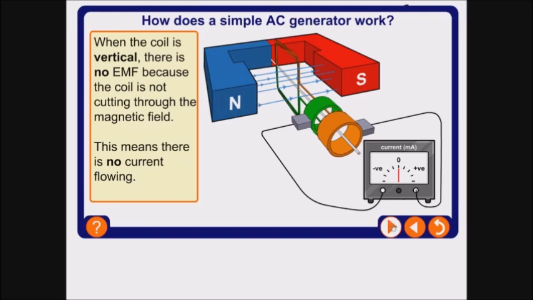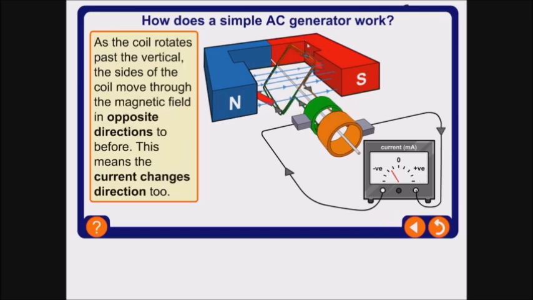Now as we go past this point, so you can see it's gone round another little bit of a rotation. Have a look on the meter and you can see we've gone negative, and this is because the sides of the coils are cutting through the magnetic fields in the opposite direction.